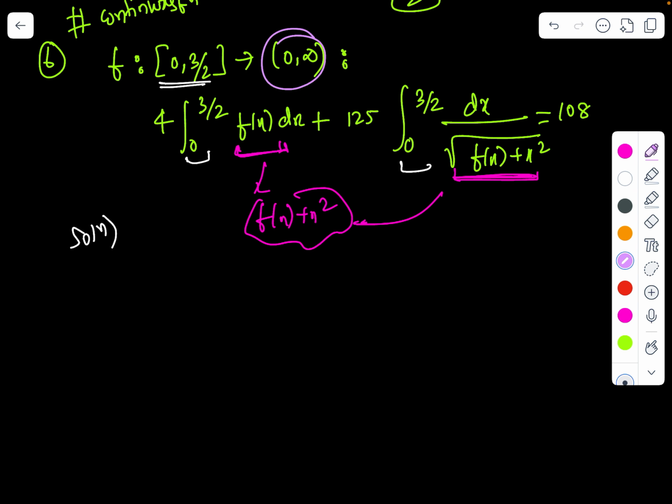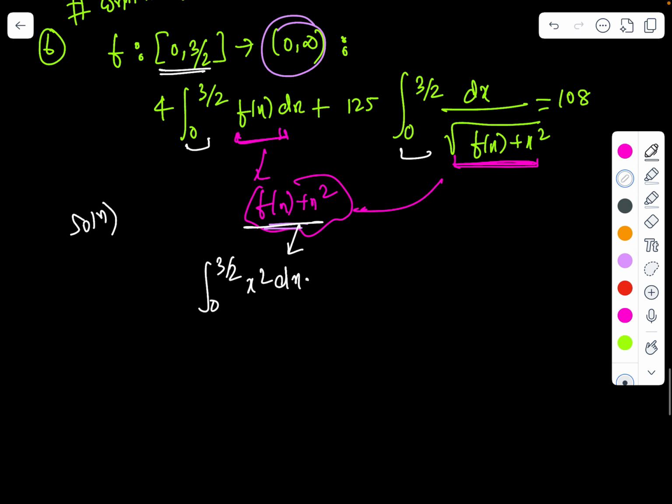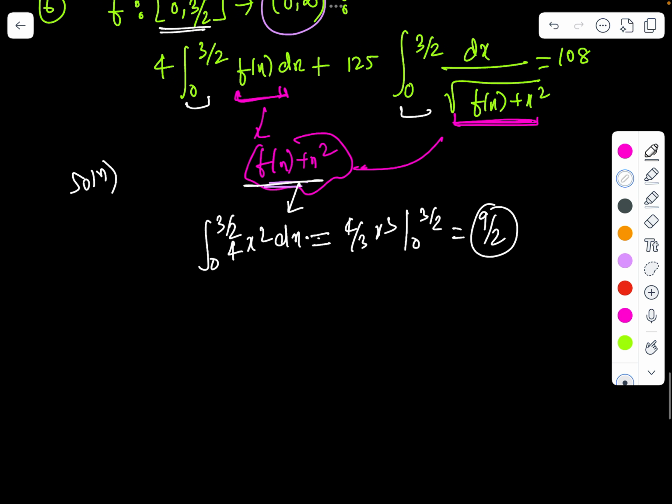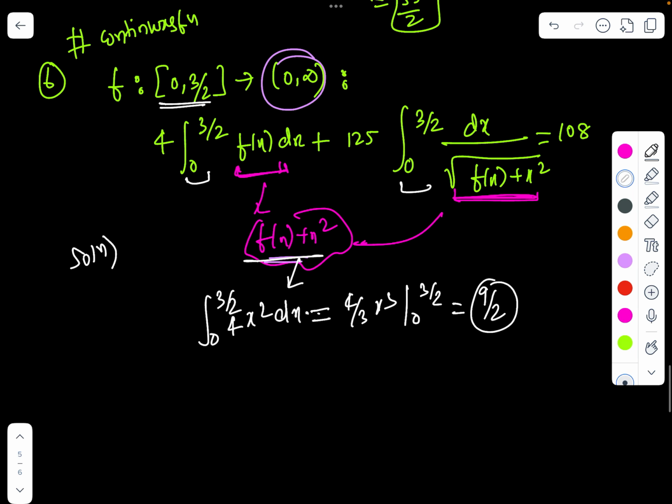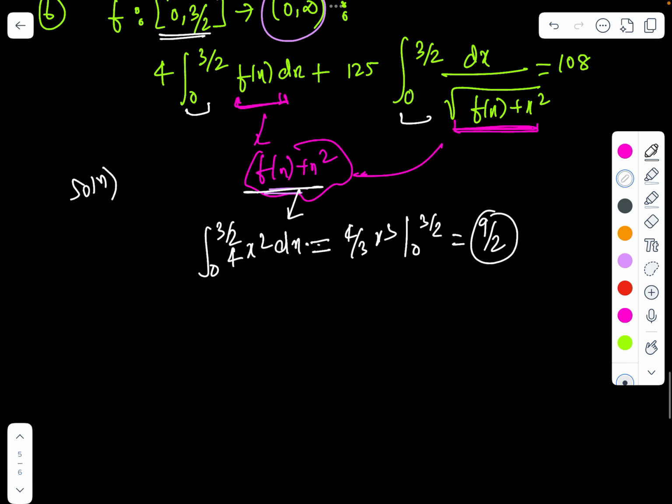So in order to get f of x plus x square as a motivation, with this driving motivation I'm tempted to check this, because if I bring f plus x square, definitely the integral of x square dx from 0 to 3 by 2 I need to evaluate, and this quantity we have, because 4 is also behind it. So let's evaluate 4 times this, and that gives 4 by 3 x cube evaluated from 0 to 3 by 2, which comes to be 9 by 2. Okay, so 9 by 2 I can add on both sides. So let's have fun. Let's add 9 by 2 on both sides.